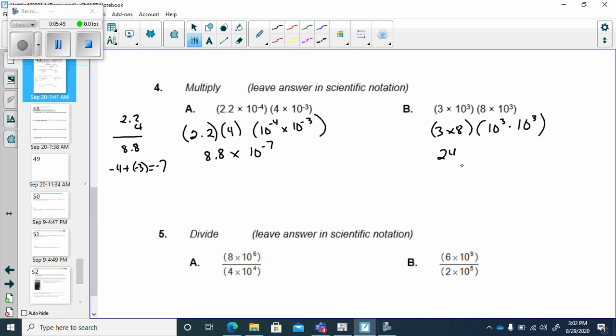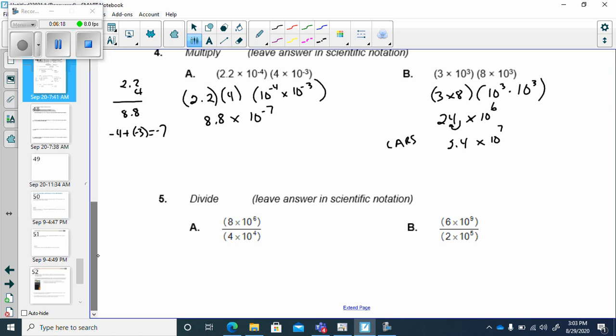8 times 3 is 24. And this is times 10 to the, if I'm multiplying here, I add the exponents. Okay? And they want it in scientific notation. I'd need to move this one place. That's 2.4. If I am going left, I add to the exponent. That's 2.4 times 10 to the, and I went one place left. 6 plus 1 is 7.